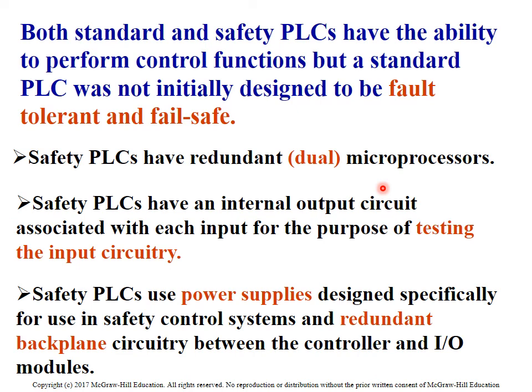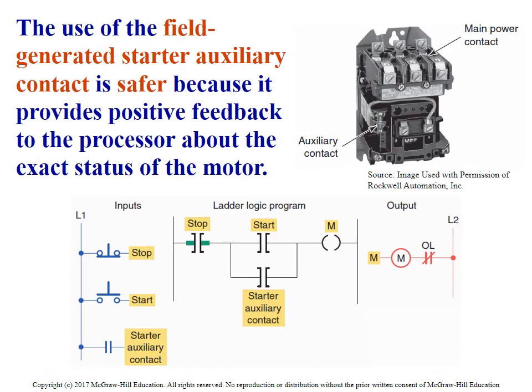And here's another piece of it. They have internal output circuitry that is used for testing the input circuitry, so they're constantly double checking their inputs and their outputs on a continuous basis. Some other aspects of the safety PLC here: redundant backplane circuitry. So again, just dual redundancy. There's a lot of double checks going on there to make sure that the outputs of those safety PLCs are doing what they're supposed to be doing.